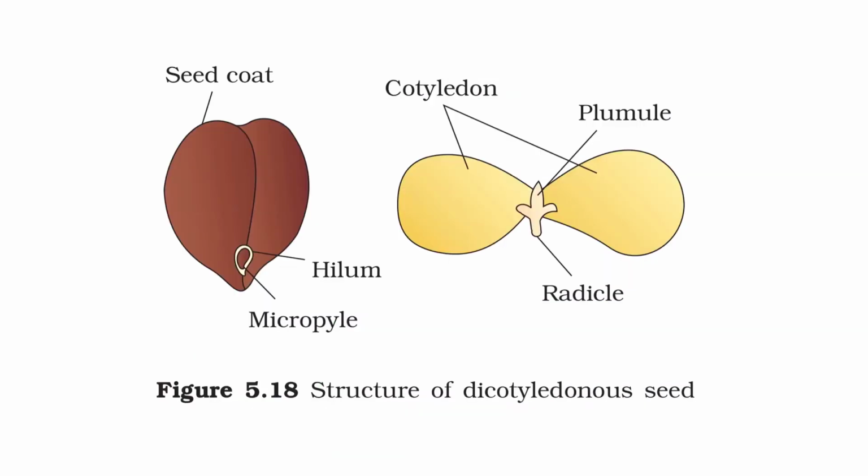Now with the help of a diagram, we will see the structure of dicot seed. Here the seed coat is shown, which is dark brown colored, then the hilum, which is a scar on every seed, because through this hilum the seeds are attached with the placenta in the fruit. Then when we see the opened section of this dicot seed, the two cotyledons are shown. The plumule is shown at the upper end and the radicle at the lower end. So these two diagrams are important to draw in your classwork.